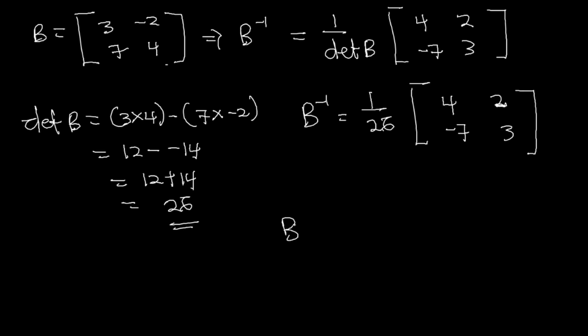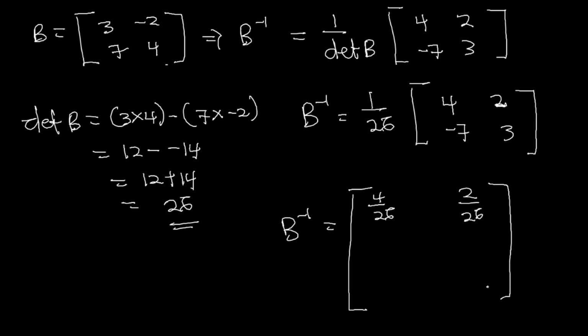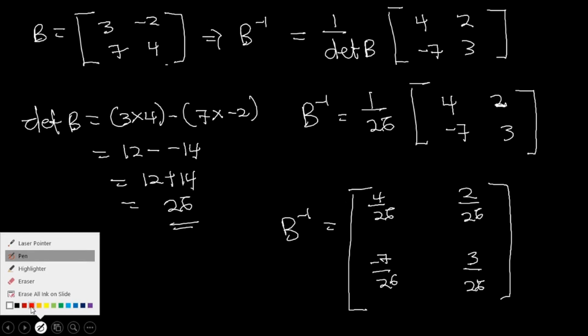So our B inverse is equal to, if you multiply 1 on 26 by 4, we get 4 on 26. If you multiply 1 on 26 by 2, we get 2 on 26. If you multiply 1 on 26 by -7, we get -7 on 26. And if we multiply 1 on 26 by 3, we get 3 on 26.